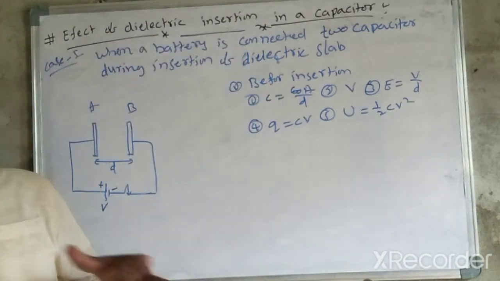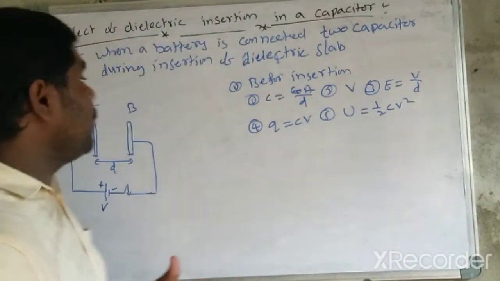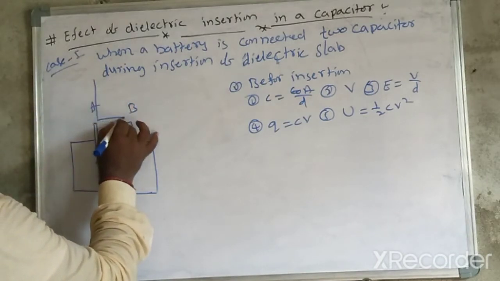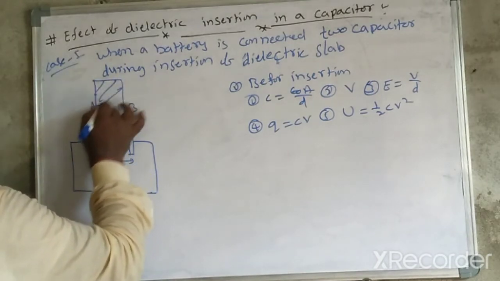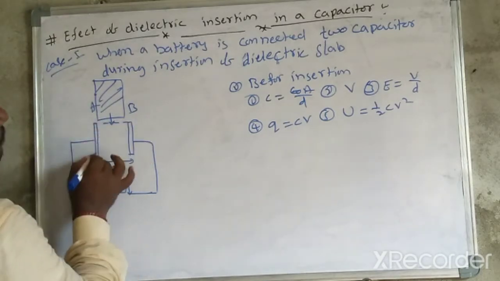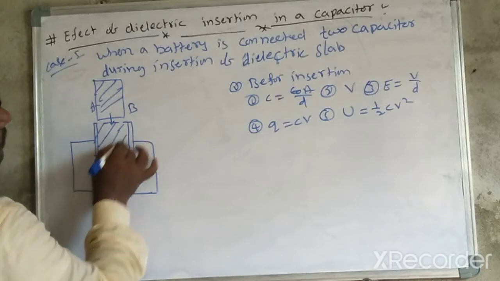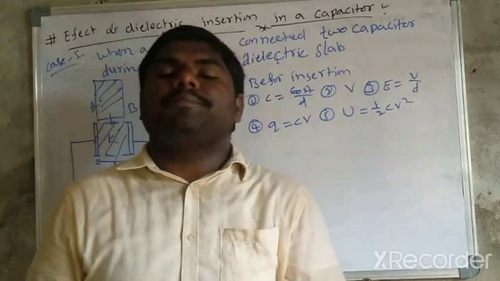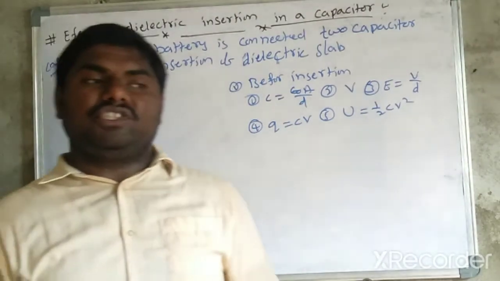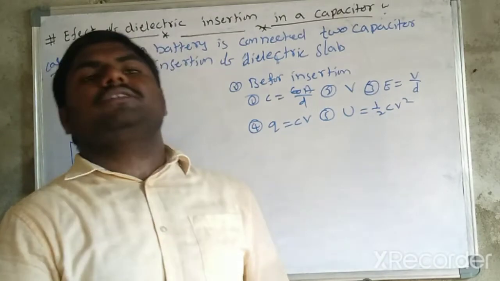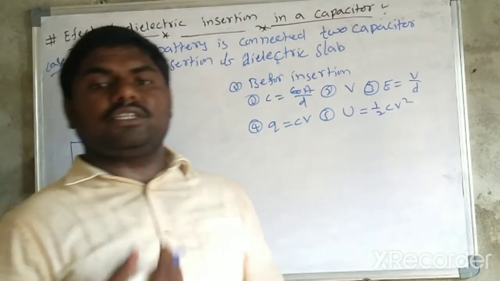So after dielectric insertion in between two plates, let us consider this is the dielectric slab. This dielectric slab is inserted between the two plates like this. Here the dielectric constant is K. Of these 5 parameters, what happened, changing or not changing? If changing, which parameter is changing? If not changing, which parameter is not changing?